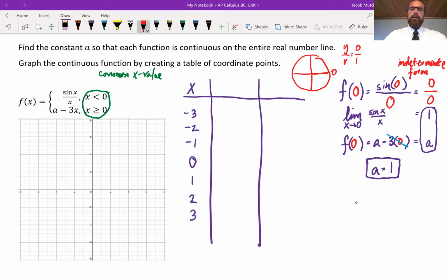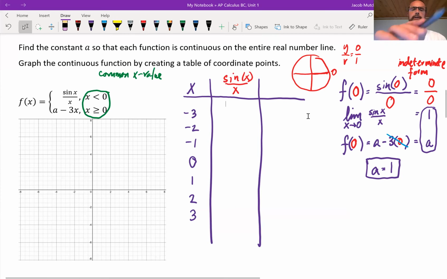So first, let's calculate sine of x over x. Now, that's kind of cumbersome to calculate. So what I'm going to do is I just want to head back over to the table over here on Desmos, and I'm going to record those values from that table. And what we'll do before I head over, let's finalize the equation for this linear one, and let's place that in our third column here. So that's a minus 3x, and again, we'd solved a as 1, so that's going to be 1 minus 3x.